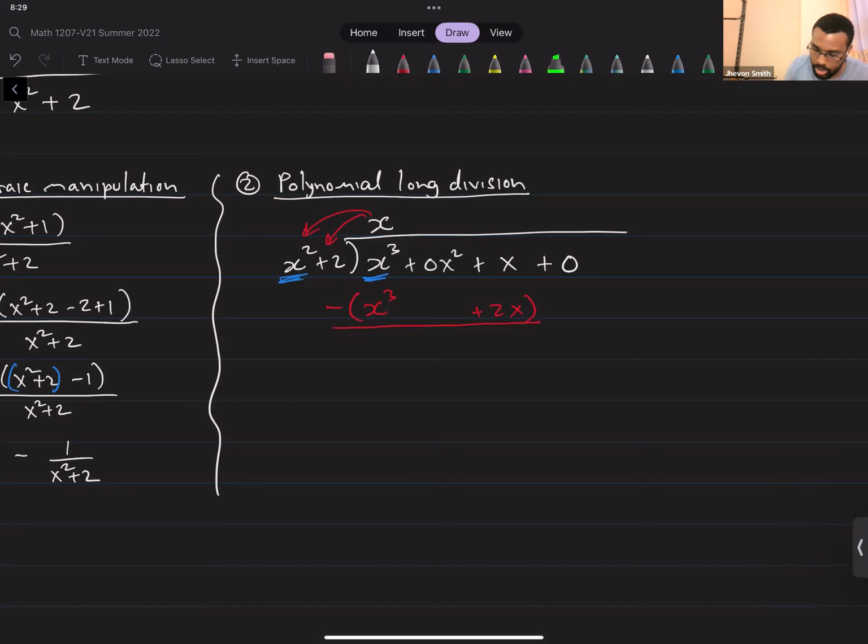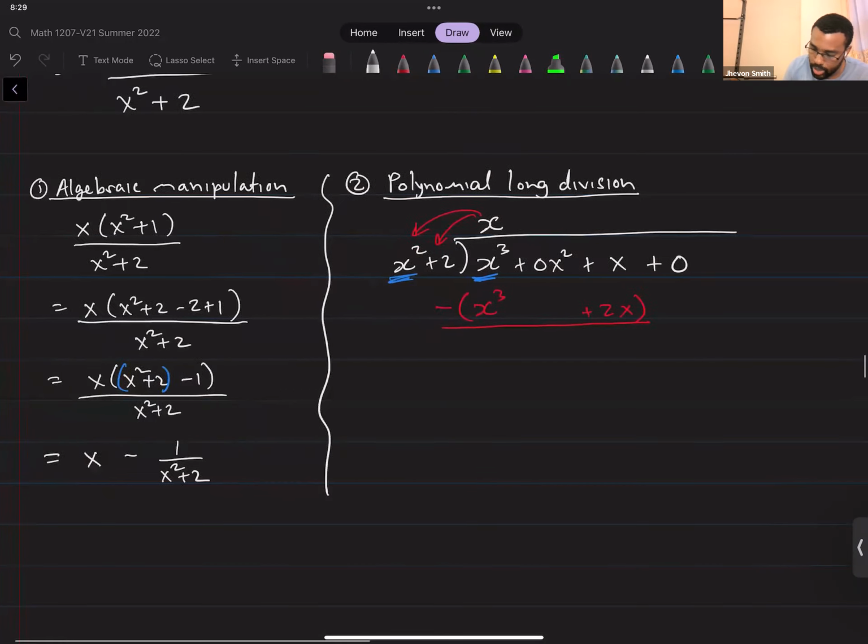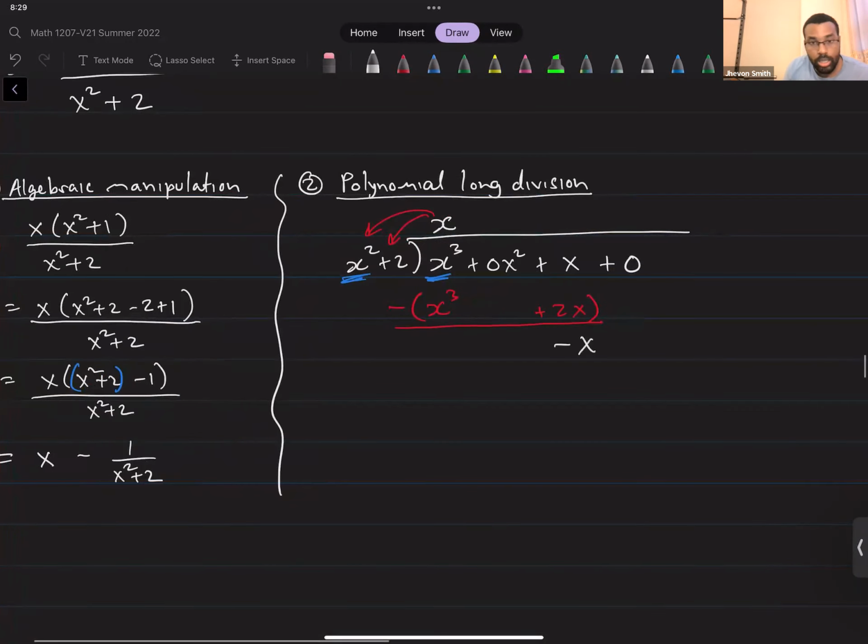X cubed minus x cubed is 0. X minus 2x, you're left with negative x. X squared cannot go into negative x. So this guy is your remainder. So the answer is going to be the quotient, which is the guy on top, x minus the remainder over the divisor.